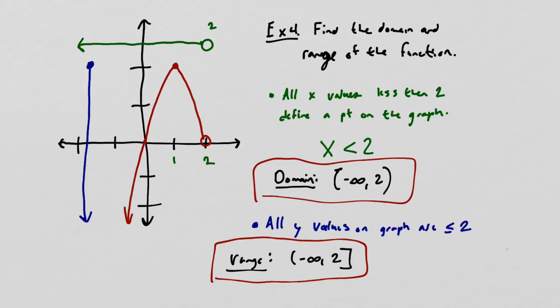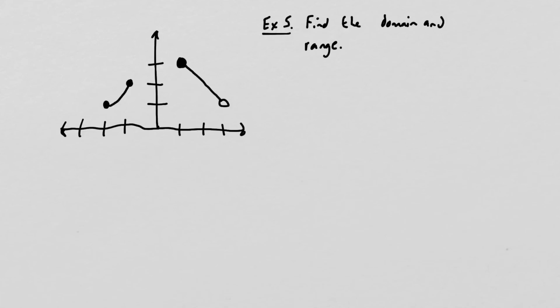Let's go ahead and do one more example in this section. So this is going to be example 5. And again, we just want to go ahead and find the domain and range given some graph. So let me go ahead and draw this graph, and then we'll go ahead and get started. Okay, so here's our graph.